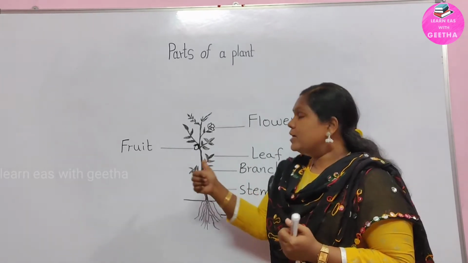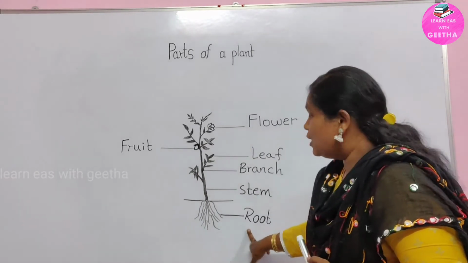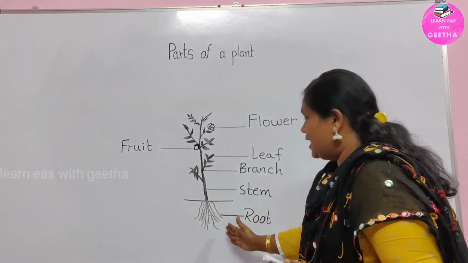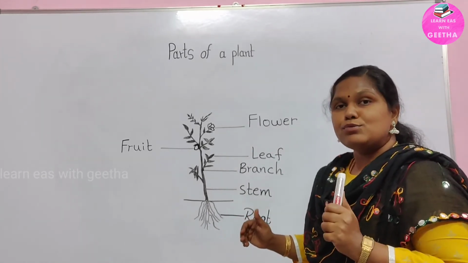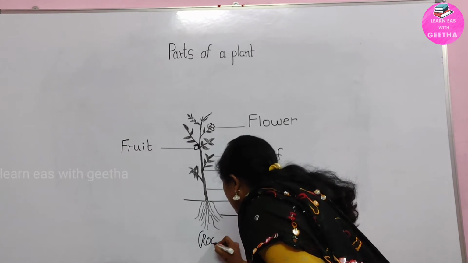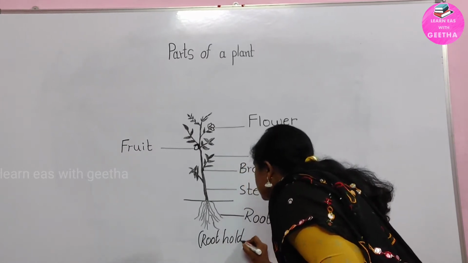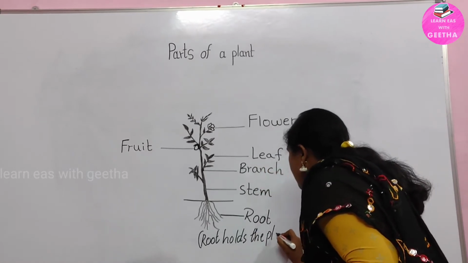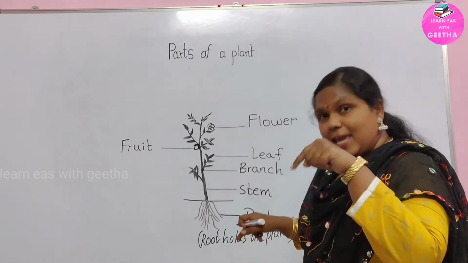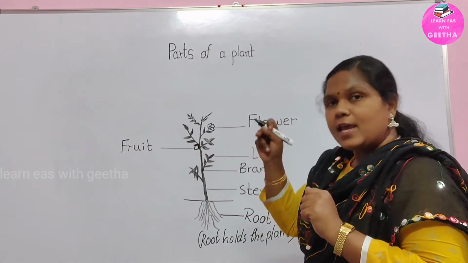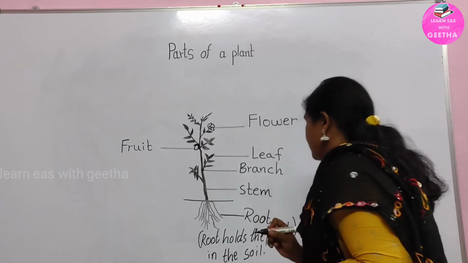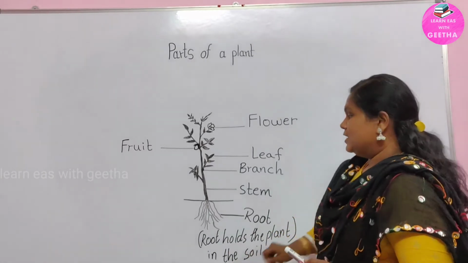Now we have learned, isn't it, children? Once again we will see. What is this? Root. A hair-like structure. Just as we have hair on our head, in the same way the roots are there. What does the root do? The root holds the plant in the soil.